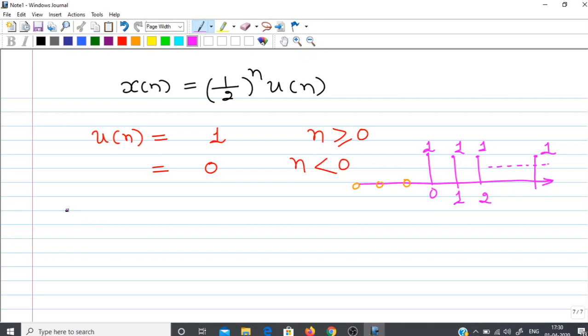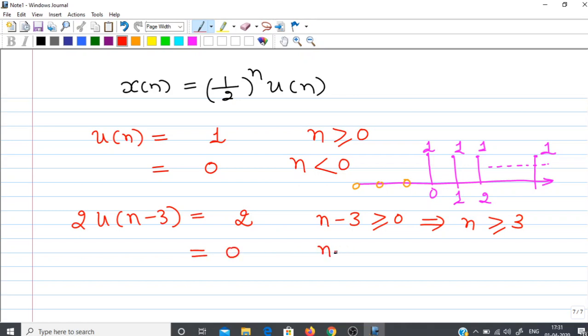And in general, I can define a step sequence as follows. Let's say it is 2 times u[n minus 3]. How will you define this? This sequence would be 2. Now what is inside the argument? n minus 3. So I will write it is 2 for n minus 3 greater than or equal to 0, which implies n greater than or equal to 3, and it is 0 for n minus 3 strictly less than 0, which implies n less than 3.